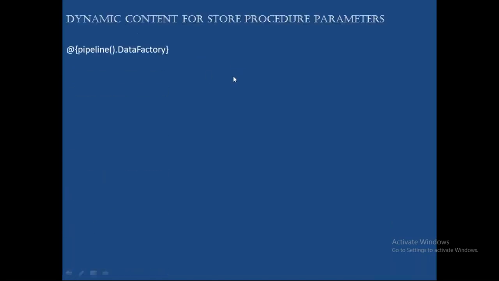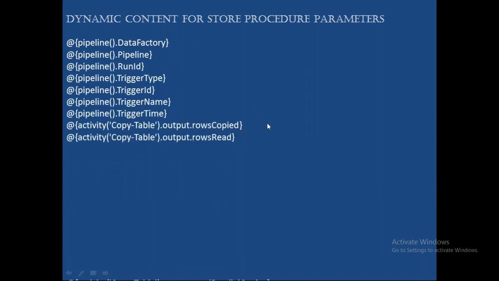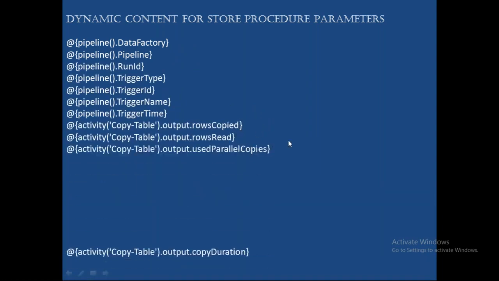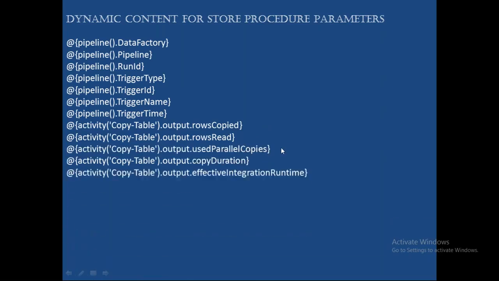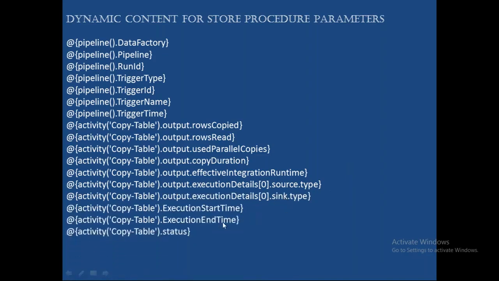Next, dynamic content for the stored procedure: data factory name if you want, pipeline name, run ID, trigger type, trigger ID, trigger name, trigger type. Rows copied, the number of records written into the destination; rows read, the number of records read from the source; used parallel copies, number of threads; copy duration, time taken to copy data in seconds; integration runtime used; source type, whether it's a database or blob storage; same for sink type; execution start time, what time execution started; end time, what time it ended; status, succeeded or failed. Status code, if it is succeeded 200, if it is failed, failure code, and error message if something failed. Something like that, you will get all this information.